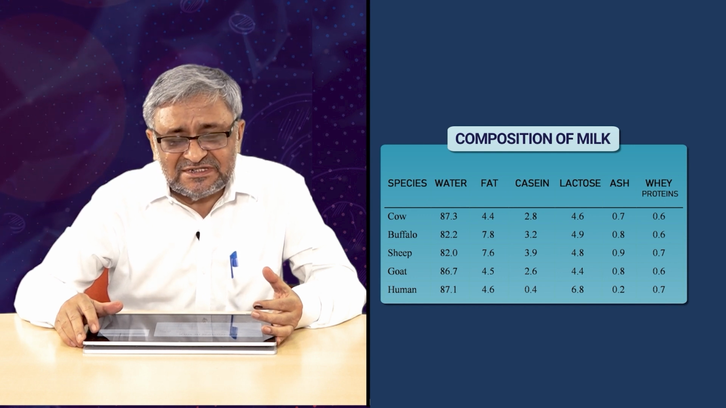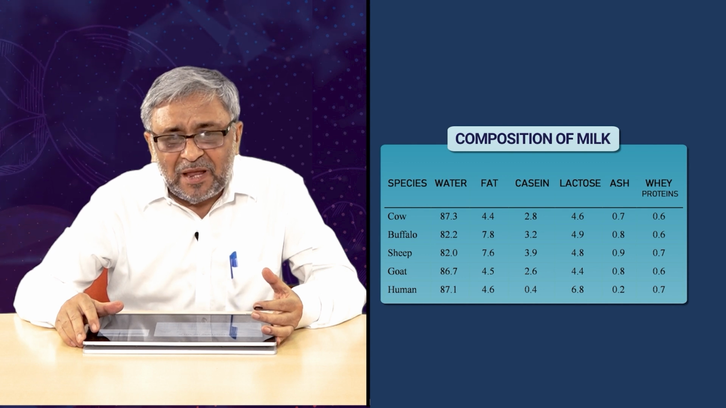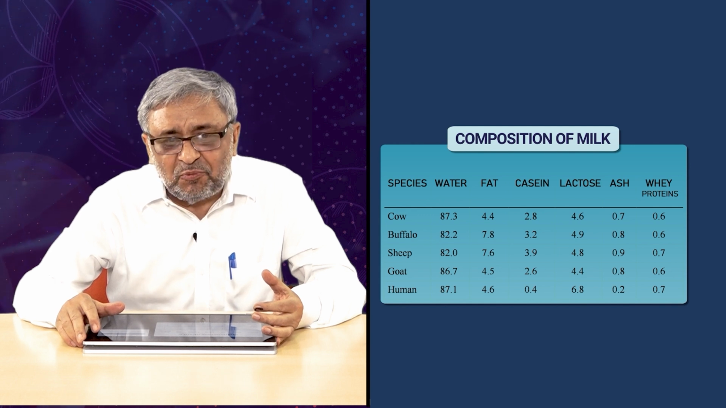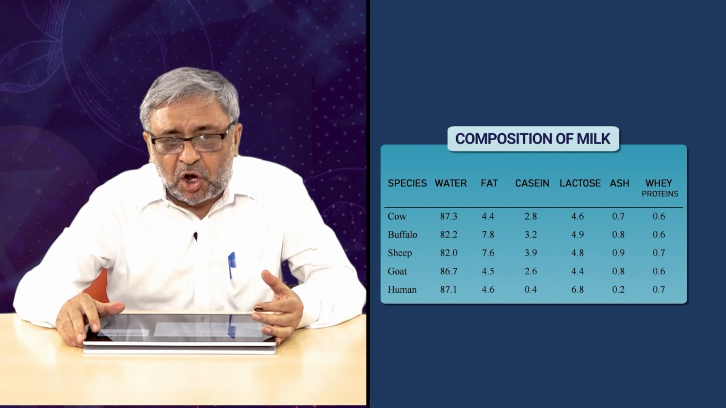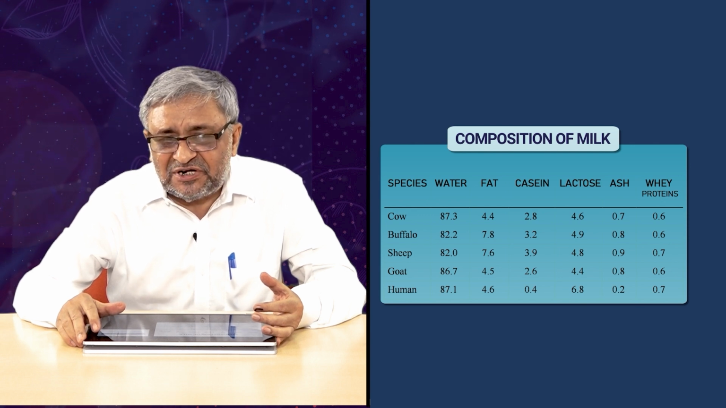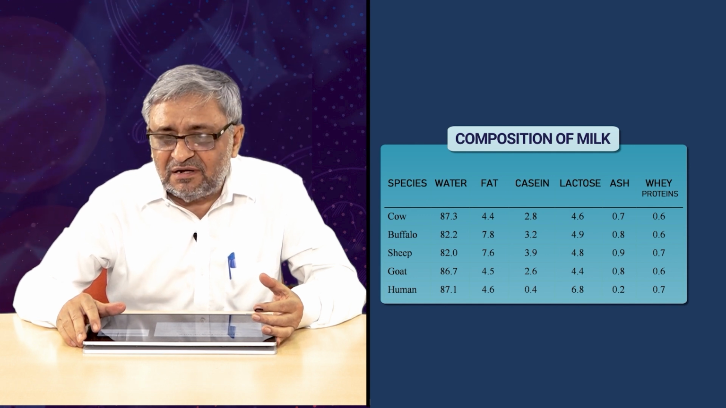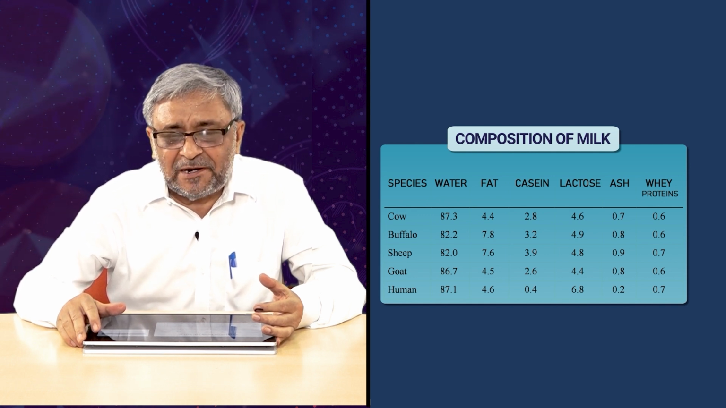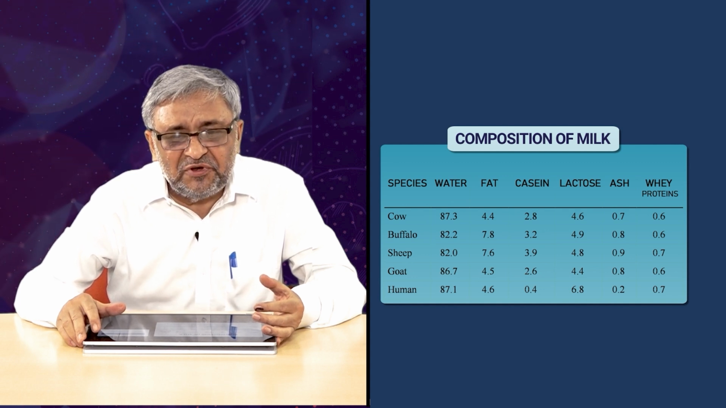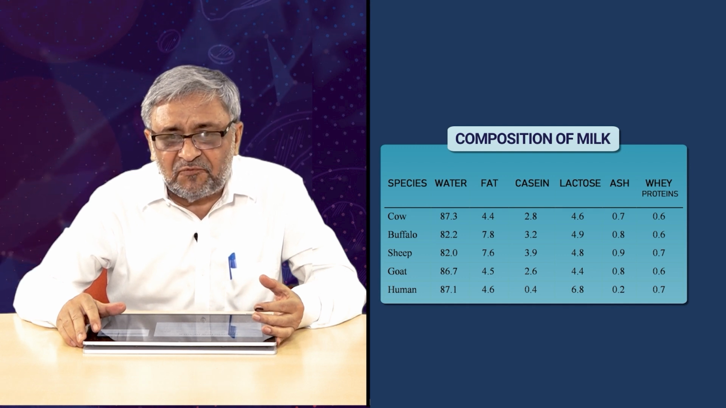That is why sometimes it is said that cow milk could be given to newborn babies. But see, there is a composition difference. Fat is almost 4.6% in cow, human and goat milk, but buffalo milk has 7.8%. So, it is rich. Casein is less in human milk, 0.4% as compared to the others. This casein is not easily digested by the baby, so when we give external milk, we should be very careful.